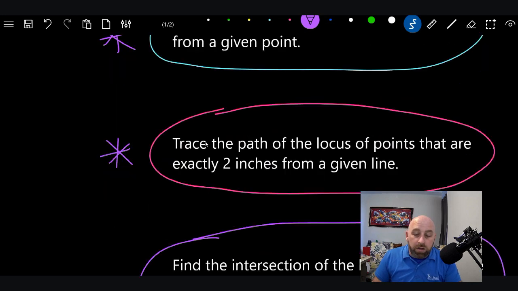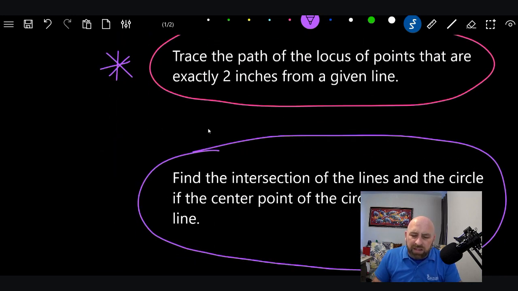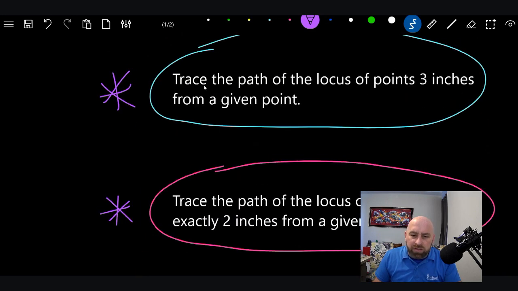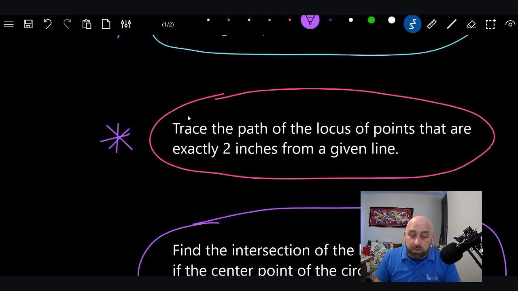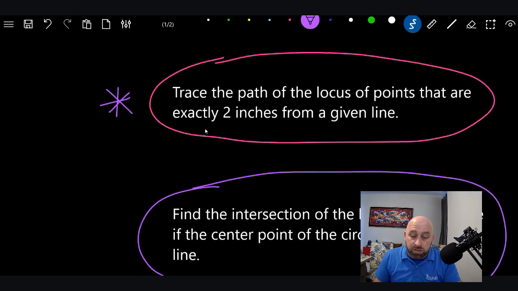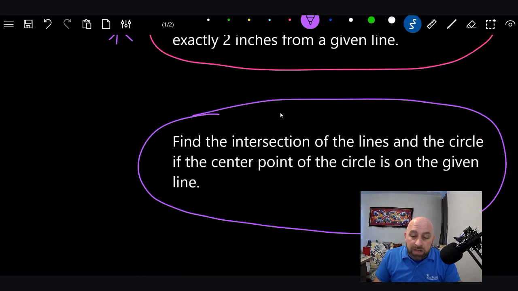So what we want to do is come back up here and look. Find the intersection of the lines and the circle. So how big is the circle? The circle is 3 inches. And how big are the lines? The lines are 2 inches away. But notice it says, if the center point of the circle is on the given line. So where does that have to be?